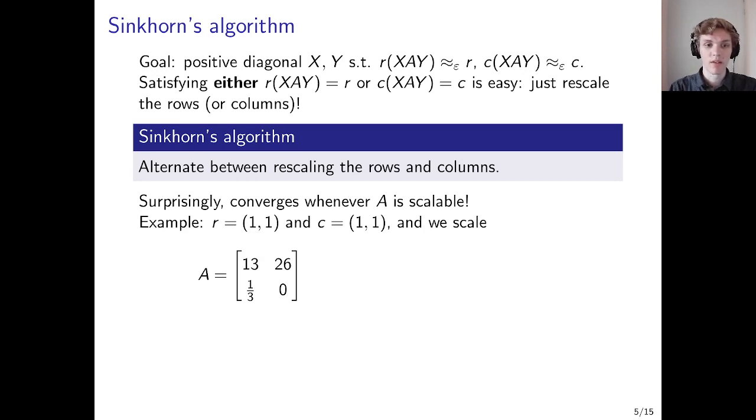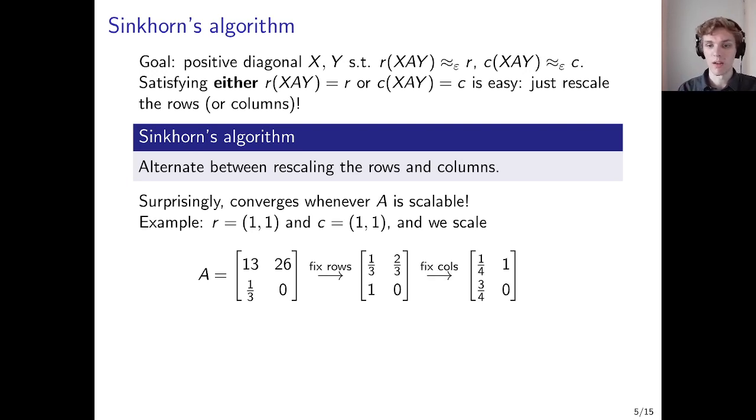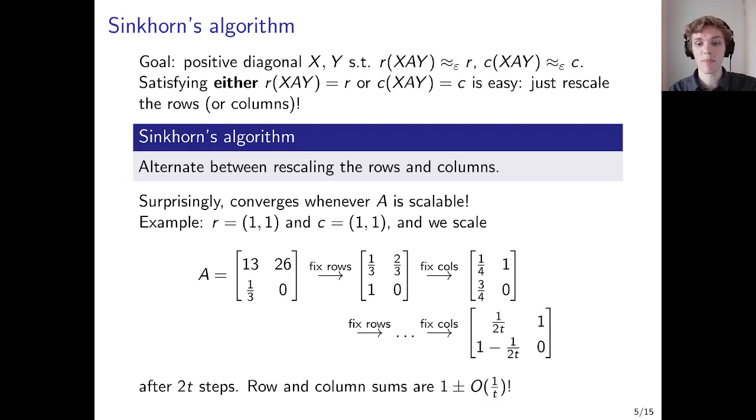So suppose that my targets were actually r is 1, 1 and c is 1, 1. So I want to scale to a doubly stochastic matrix, that's what it's called. And suppose I want to scale this particular matrix A. Then in the first step we would want to normalize the rows to 1, which we can do by dividing by the current row sums. Now when you do this you get the matrix 1/3, 2/3, 1, 0. Now you want to divide by the column sums, and you get another matrix. And if you do this for 2t steps, then you will get a matrix whose row and column sums are roughly 1 up to an order 1 over t error. So you can see that here it converges.